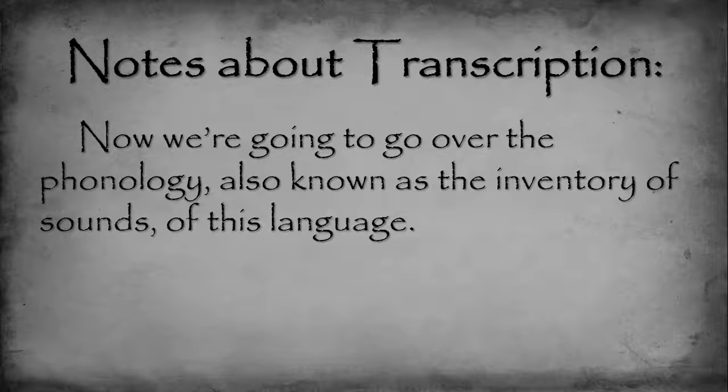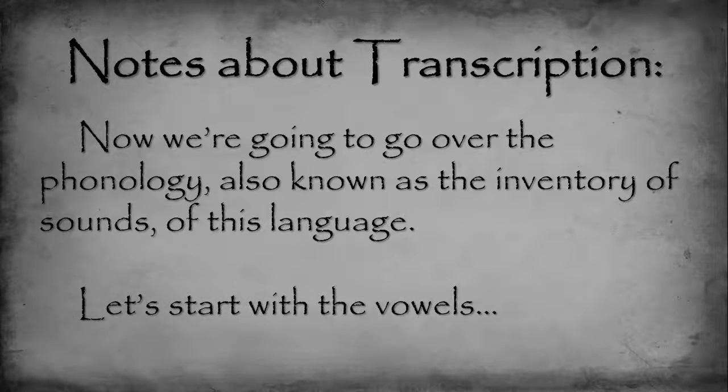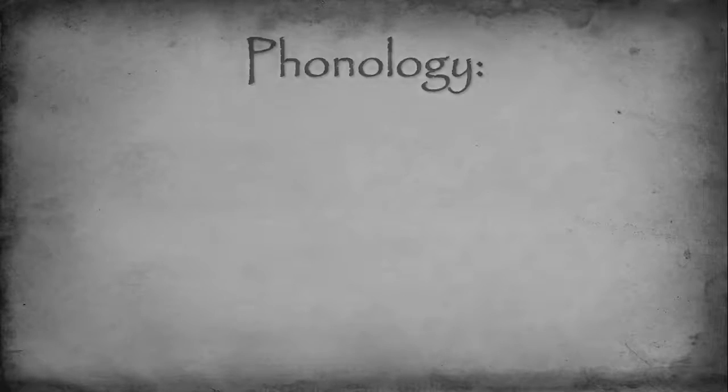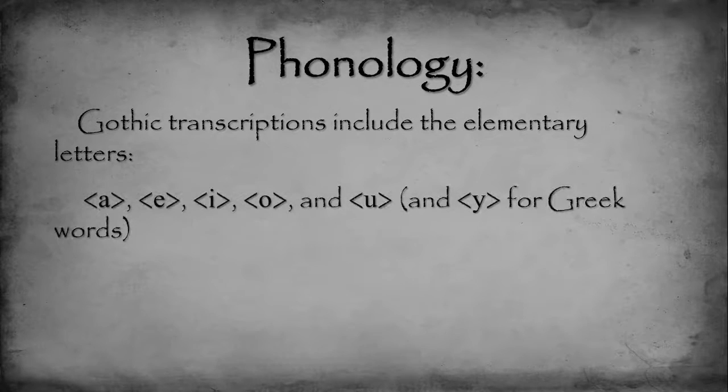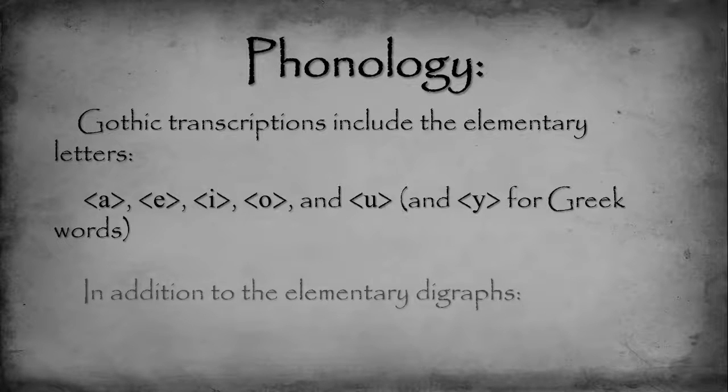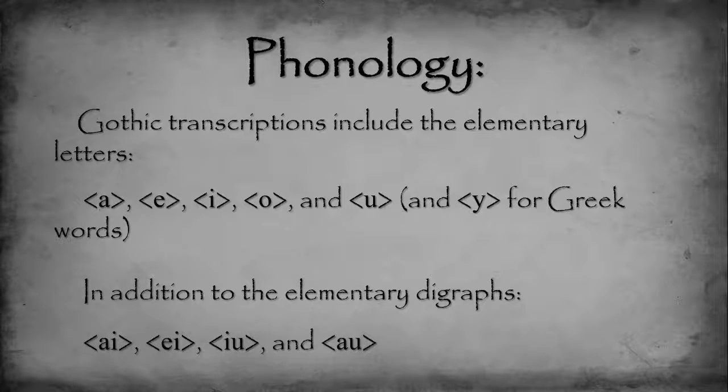Now we're going to go over the phonology, also known as the inventory of sounds, of this language. Let's start with the vowels. Gothic transcriptions include the elementary letters A, E, I, O, and U, and Y for Greek words, in addition to the elementary digraphs AI, EI, IU, and AU.